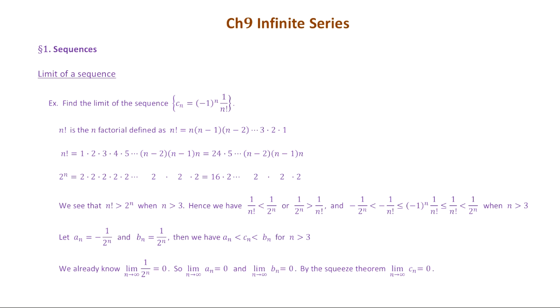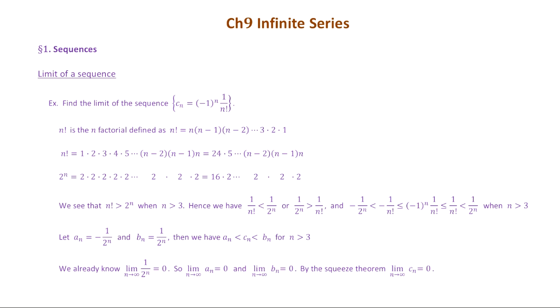So why don't we just let a_n be -1 over 2 to the n, that's the sequence a_n, and another sequence b_n be 1 over 2 to the n. So one is positive, one is negative, and they have the same magnitude for each term. Then, if you rewrite the last inequality on the previous line.